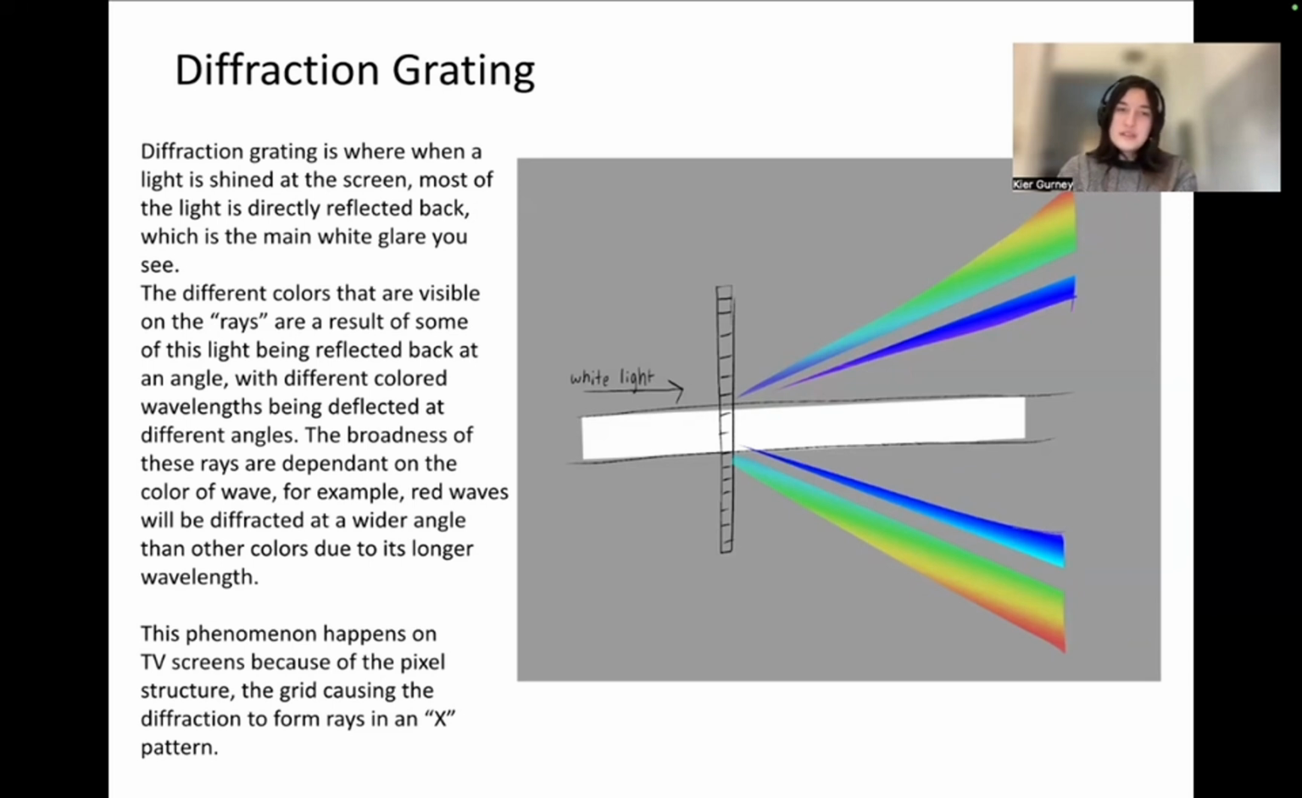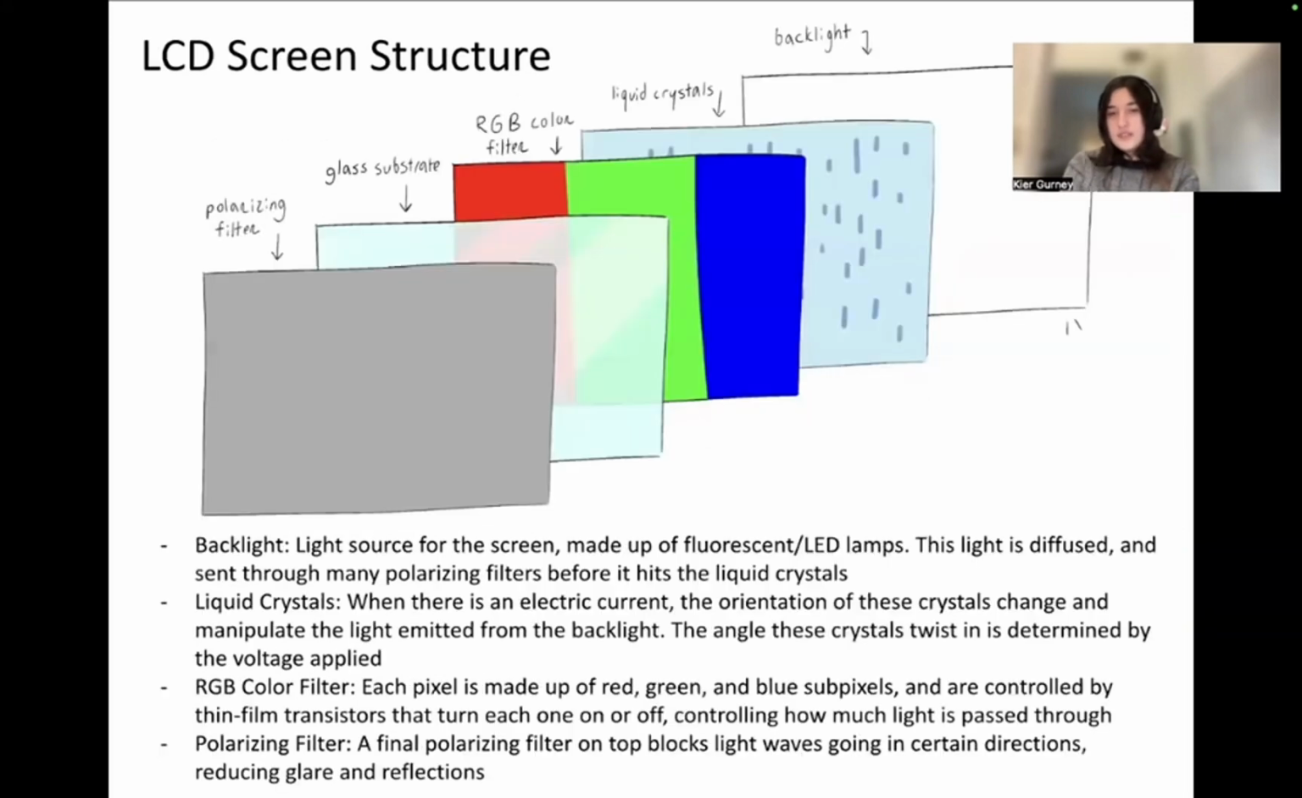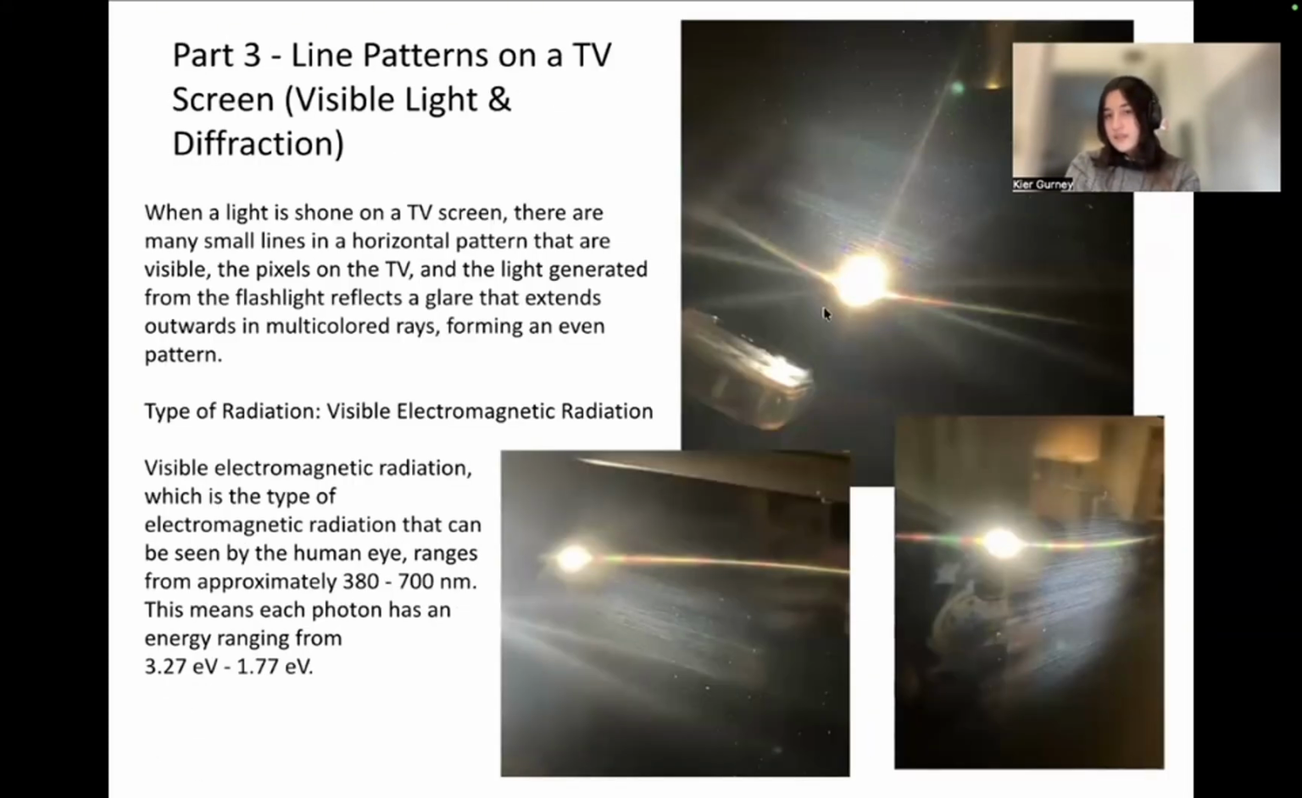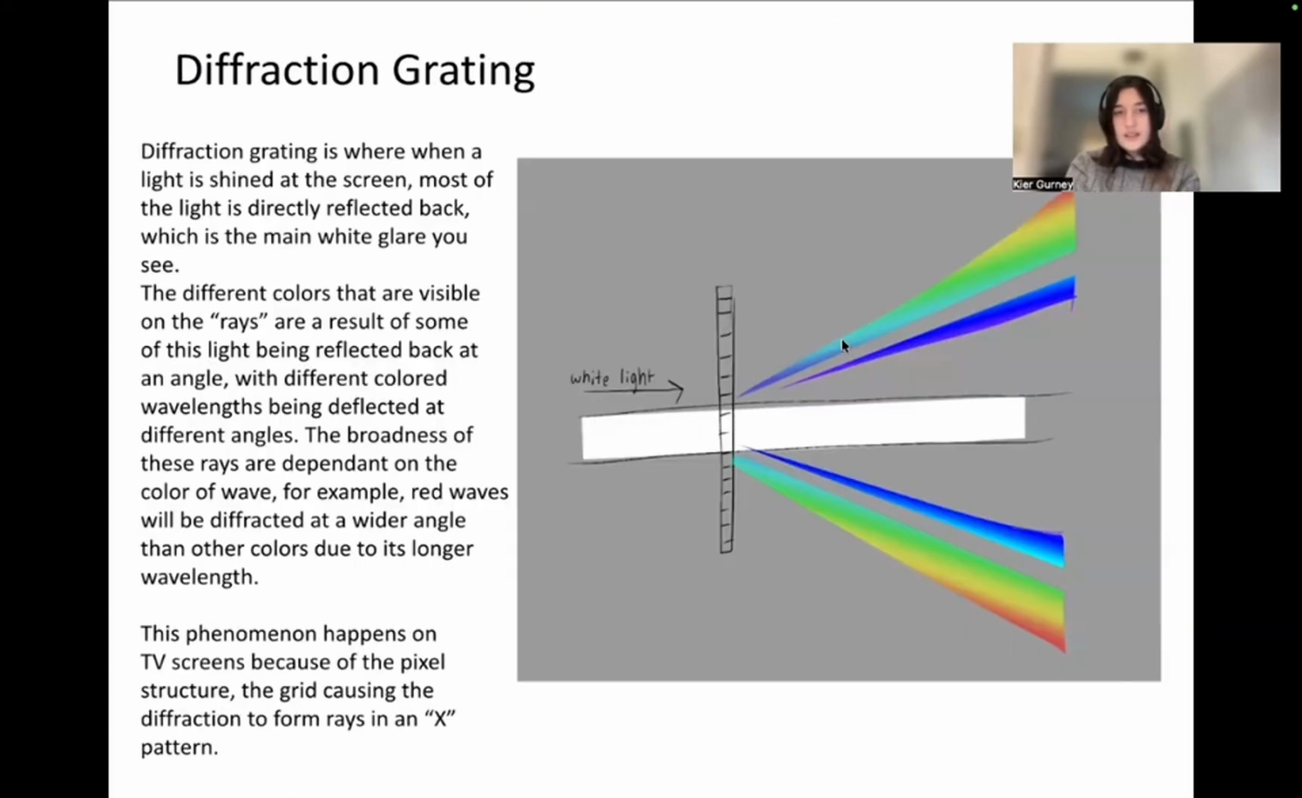This image is a depiction of diffraction grating. Diffraction grating is where a light is shined at the screen and most of the light is directly reflected back, which is the main white glare that you see in these images. That's this main white part.